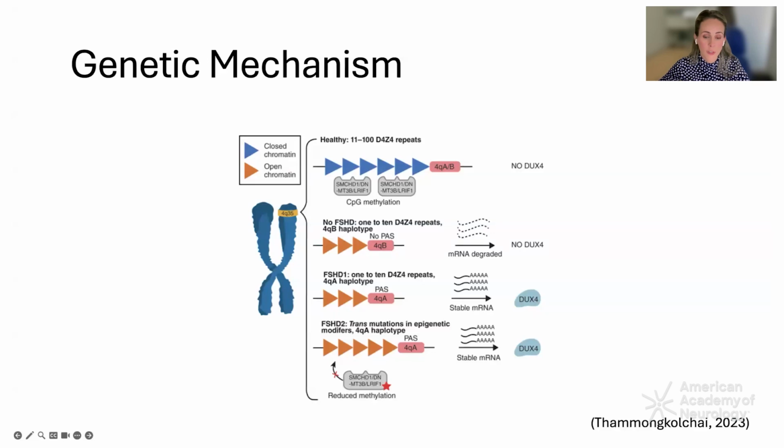FSHD1 accounts for 95% of FSHD patients. The remaining 5% are FSHD2.